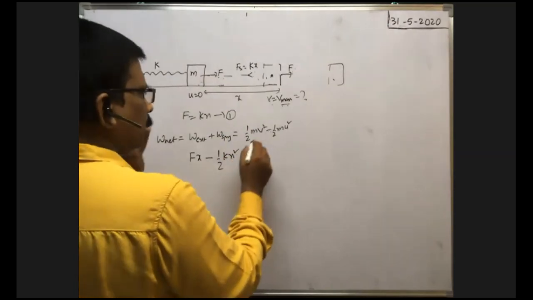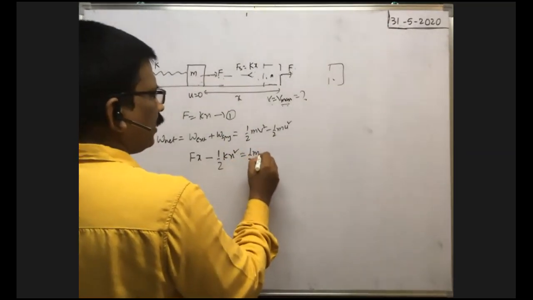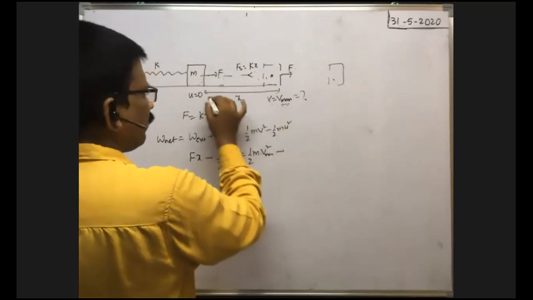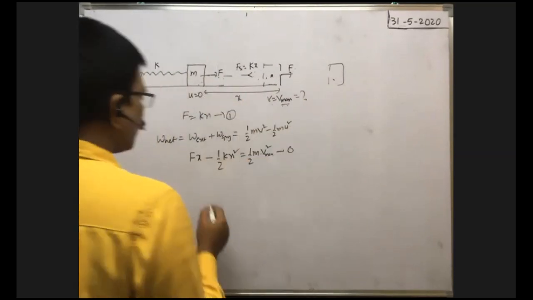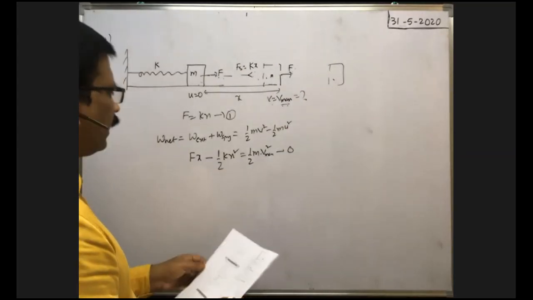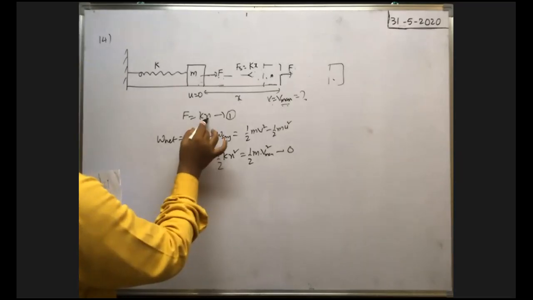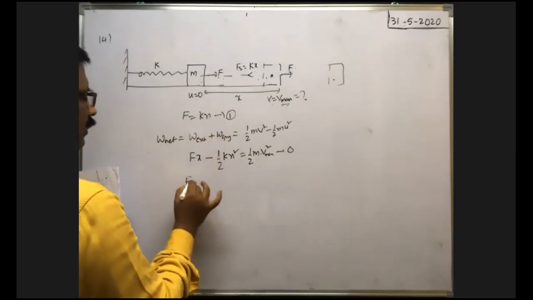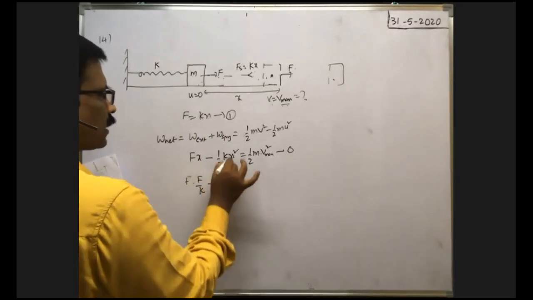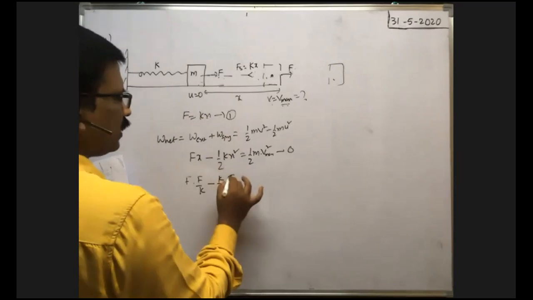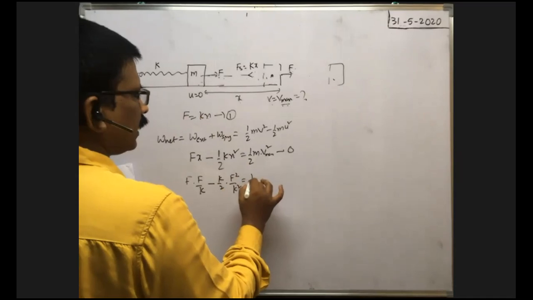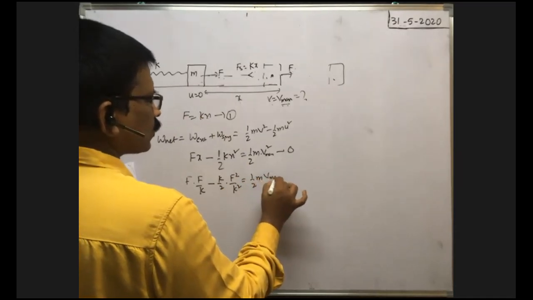That is equal to the final kinetic energy, half m into v max square, minus the initial velocity 0, so initial kinetic energy is 0. Here, the answer is given in terms of F and k, x is not there. From this, x can be written as F by k. Therefore, you write F into x, that is F by k, minus k by 2 into x square, that is F by k whole square, which is F square by k square, because the answer is given in terms of F and k only. That is equal to half m into v max square.